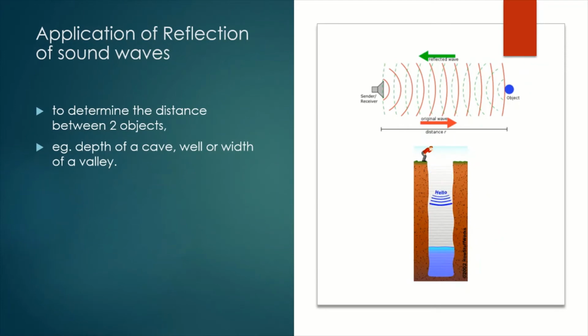Okay, so sound wave is also used to estimate the distance between two objects. For example, a cave, a well, or the width of a valley. By means of echo, we are able to estimate the distance between these two objects. Yeah, the depth of a well or the distance of a cave.